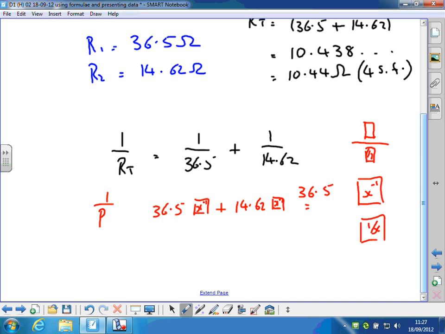So 1 over the total resistance equals 1 over 36.5 plus 1 over 14.62. I want the total resistance, so what have I got to do? 1 over the answer. Okay? So whatever the answer is, I hit x to the minus 1 or 1 over x of the answer. And there's an answer button on the key. Hit that, and then you should get 10.438, blah, blah, blah, which you can then round.